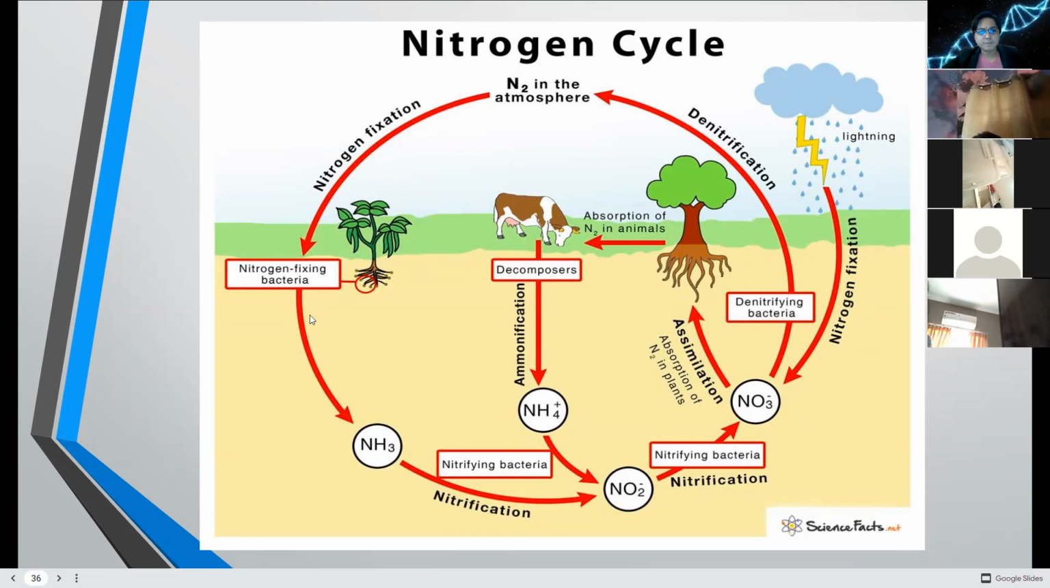As you can see, it will just flow as is. Okay, this is now the pattern of the nitrogen cycle. It needs to be fixed. Then the nitrogen in the atmosphere needs to be fixed in order for us to use it.